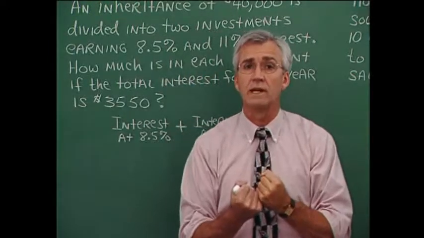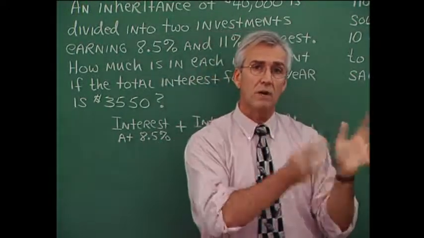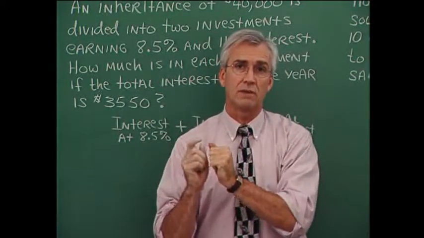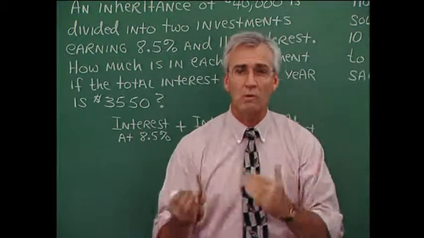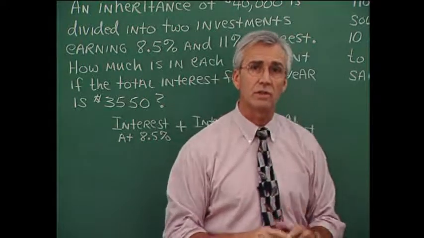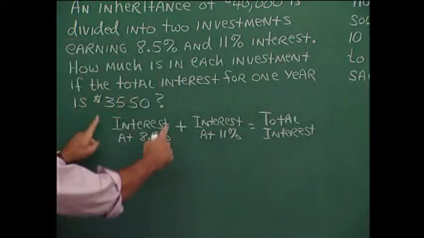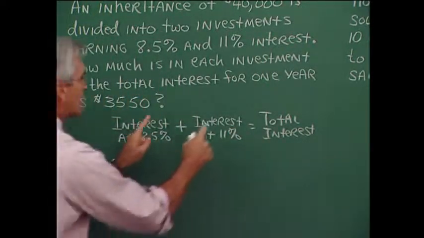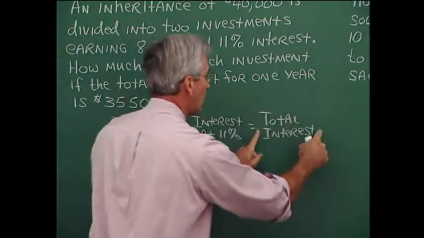Now, we're talking about money here, a total amount of money in earned interest for the year. So it should make some sense that we're talking about money plus money is total money, because we're given the information about total money for the whole year. Okay, so it's interest plus interest is total interest. So we think about it like this. The interest at 8.5% plus the interest at 11% is equal to the total interest.